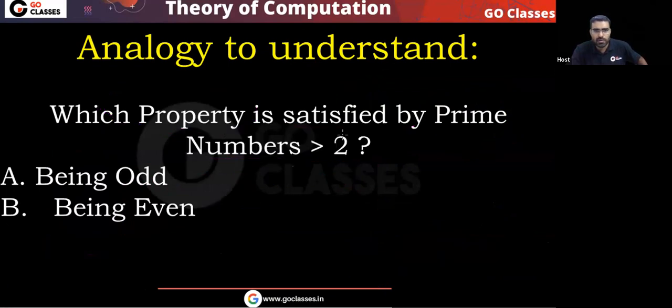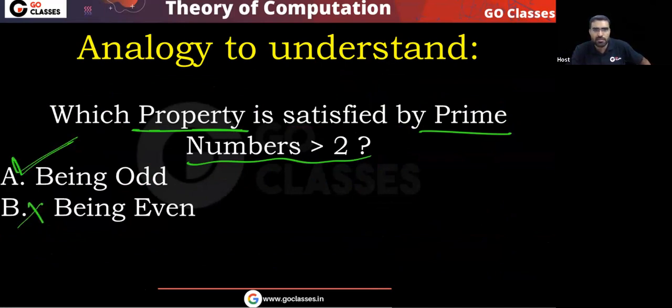Now let's move on. Now let's come back to this example again. Tell me the answer one more time. Which property is satisfied by prime numbers greater than 2? The answer is being odd. This property is satisfied.